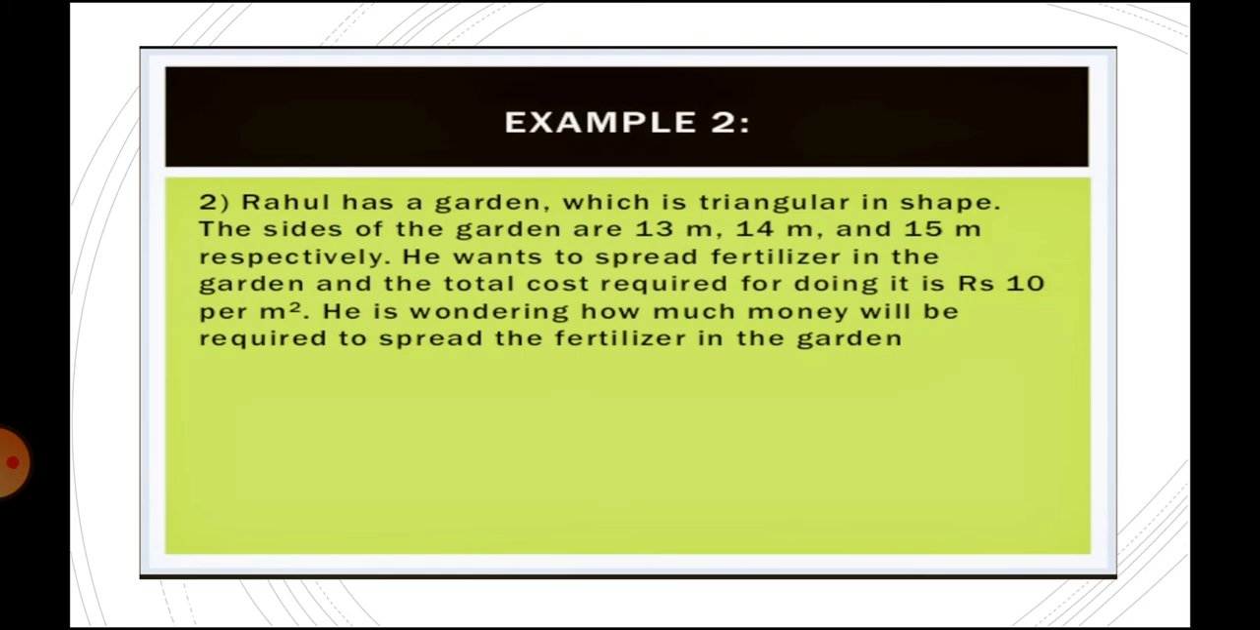Let us take another example. Rahul has a garden which is triangular in shape. The sides of the garden are 13 meter, 14 meter and 15 meter respectively. He wants to spread fertilizer in the garden and the cost required for doing it is rupees 10 per meter square. He is wondering how much money will be required to spread the fertilizer in the garden.